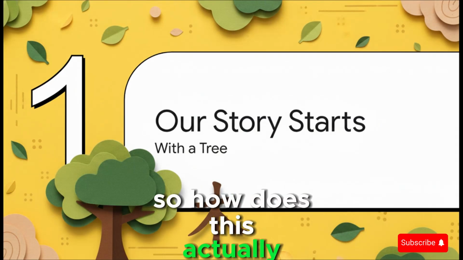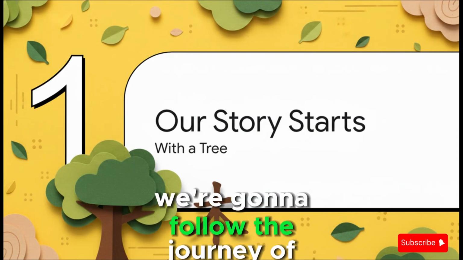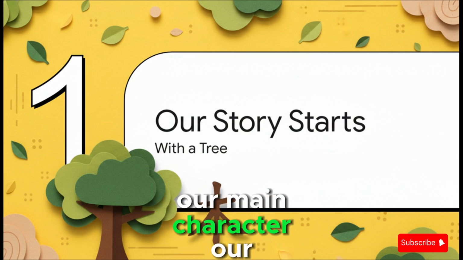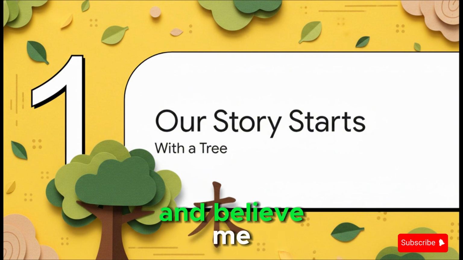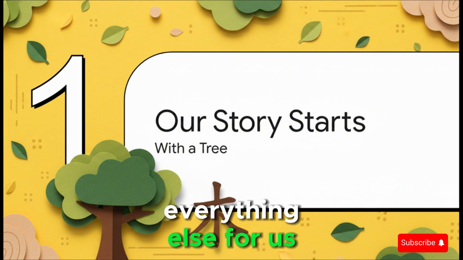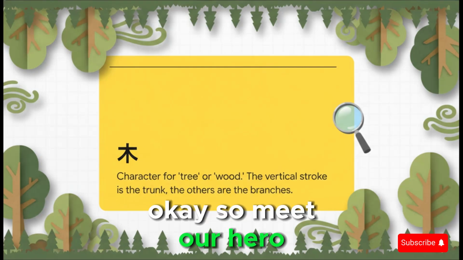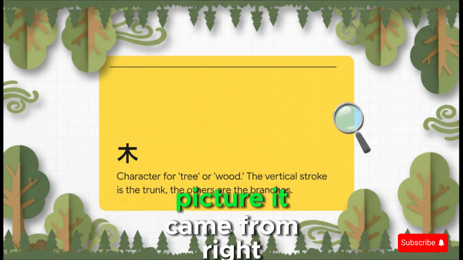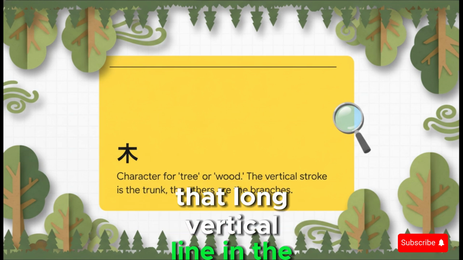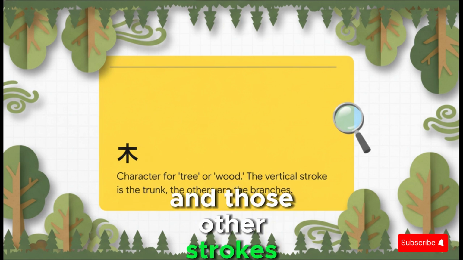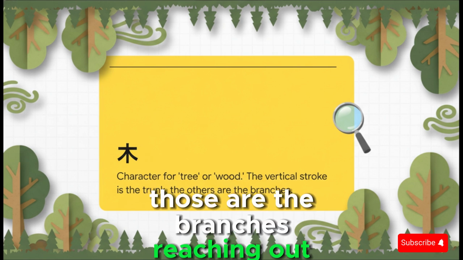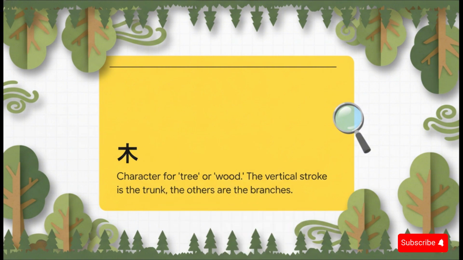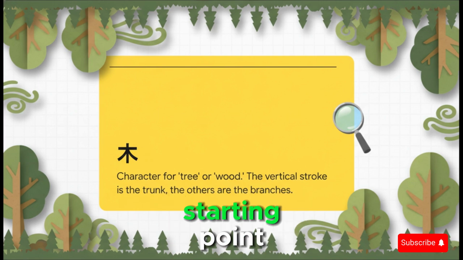So, how does this actually work? Let's get practical. We're going to follow the journey of just one single simple idea. And for this little explainer, our main character, our protagonist, is a tree. And believe me, it's the key that's going to unlock everything else for us. Okay, so meet our hero, the character Mu. You can literally see the picture it came from, right? That long vertical line in the middle, that's the trunk. And those other strokes coming off the sides, those are the branches reaching out. It's not some abstract symbol. It's basically a little drawing of a tree. So simple, so elegant, and this is our starting point.